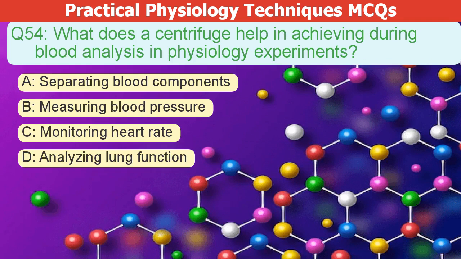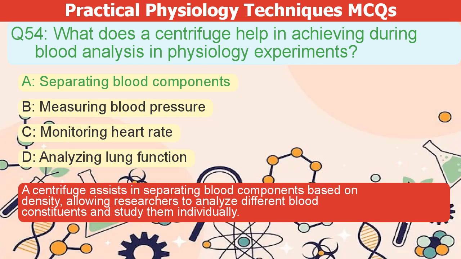What does a centrifuge help in achieving during blood analysis in physiology experiments? A. Separating blood components. B. Measuring blood pressure. C. Monitoring heart rate. D. Analyzing lung function. The correct answer is A. A centrifuge assists in separating blood components based on density, allowing researchers to analyze different blood constituents and study them individually.